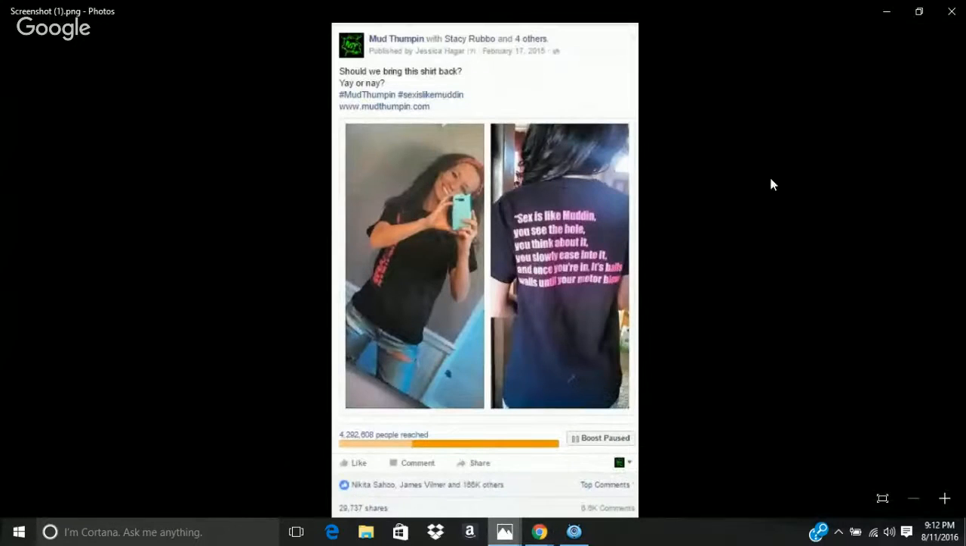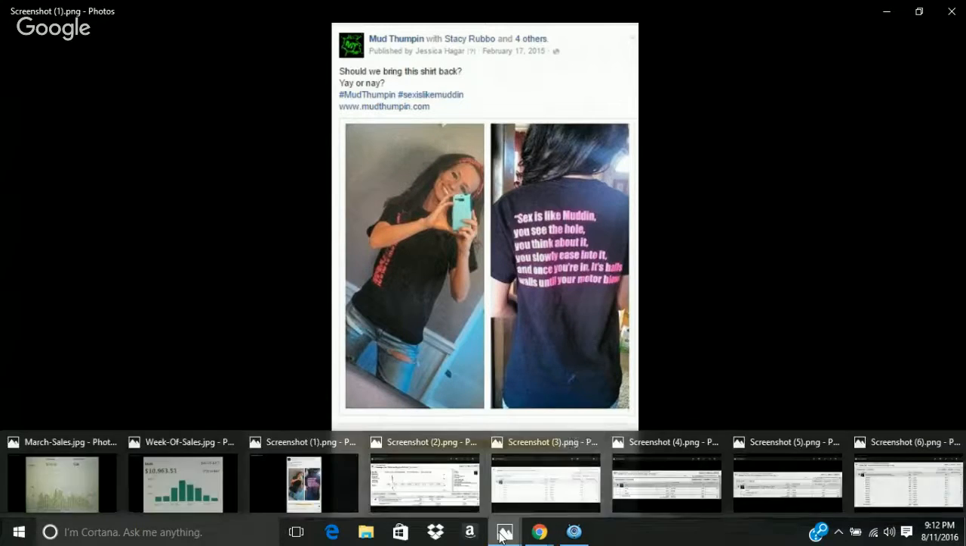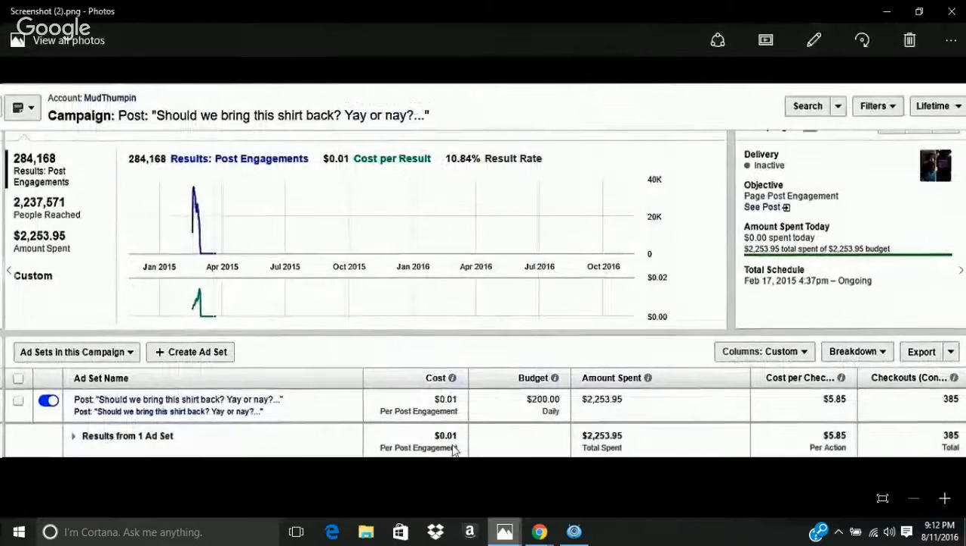So this ad right here, we spent around $2,200 on it. This one brought in over $20,000 in sales. So we spent $2,200 and brought in $20,000 in sales. It had 166,000 likes, 30,000 shares, almost 7,000 comments. Okay. Let me show you some of the stats on this bad boy.